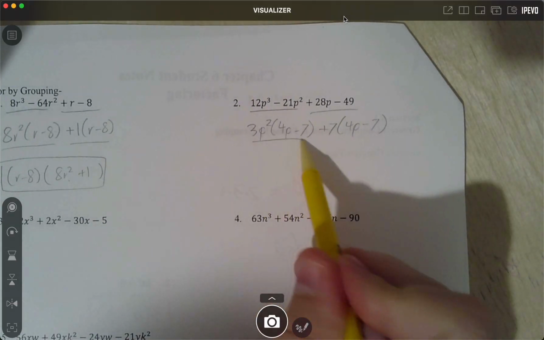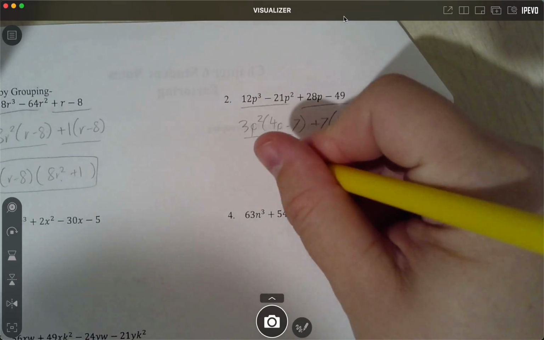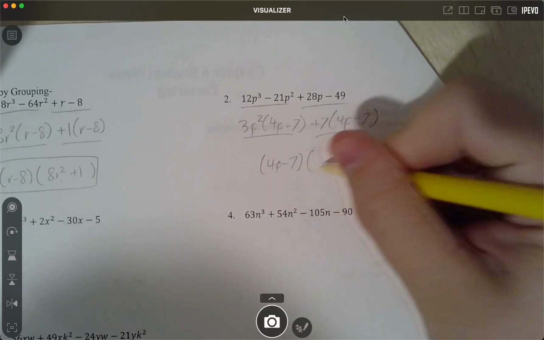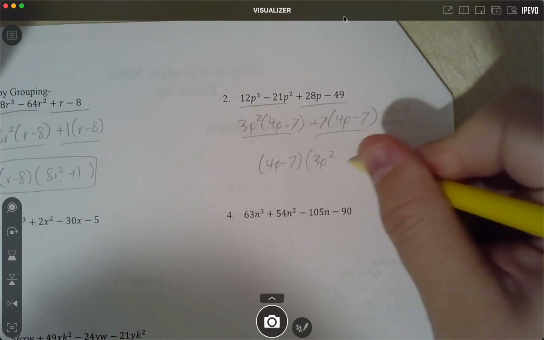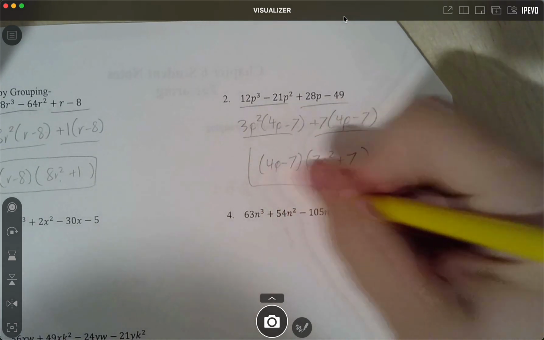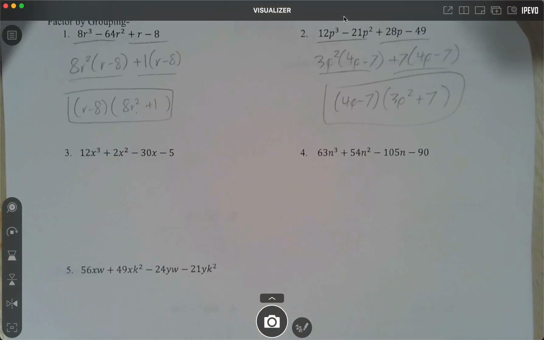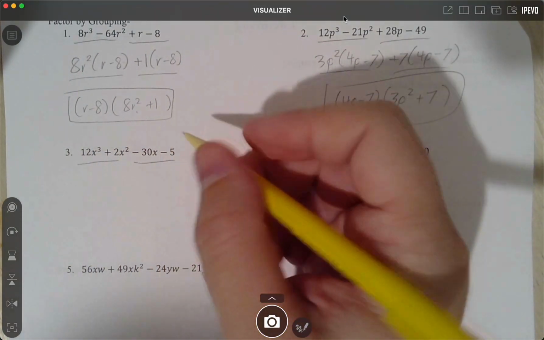Now that I did that though, look at these two new terms. What do they share? They share the parentheses 4p minus 7. Create a parentheses for your leftovers. There's a 3p squared and a plus 7. At that point, I think we've got the concept, but let's just do the other three because that's what this video is all about, being a guide for your notes.